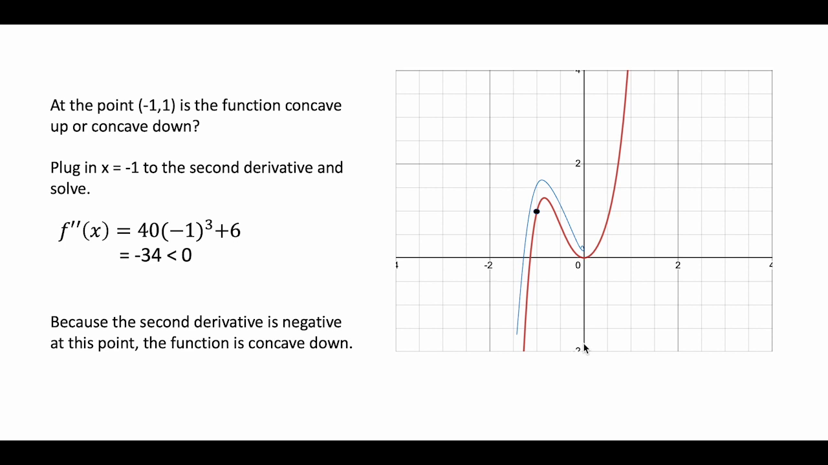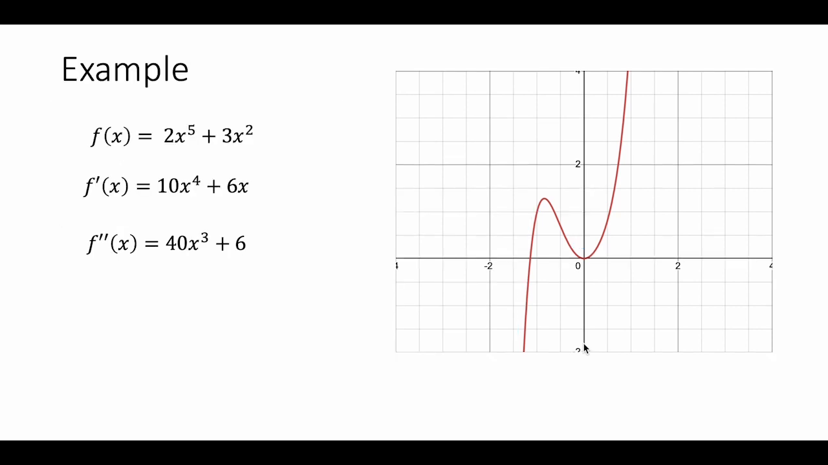Now, we could ask ourselves questions such as this. At the point negative 1, 1, is the function concave up or concave down? And we know that we can answer that with the second derivative. If we plug in x equals negative 1 to the second derivative and solve, we'll find we get negative 34, which is less than 0.